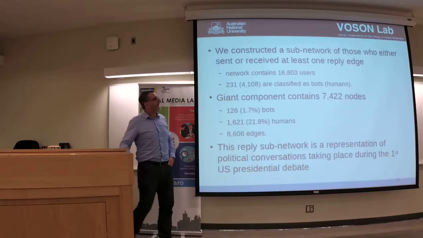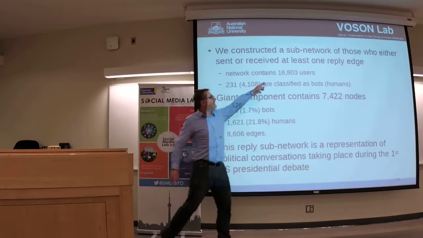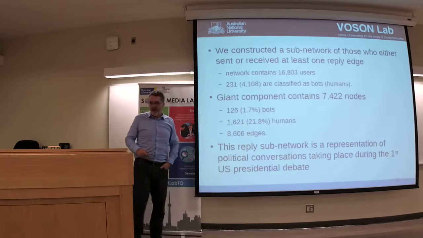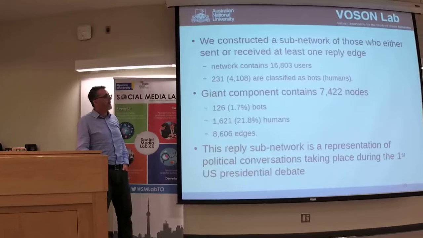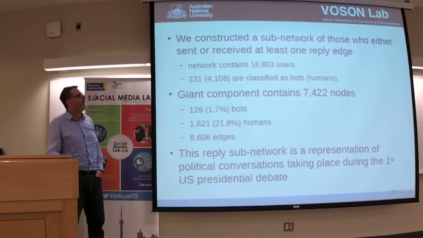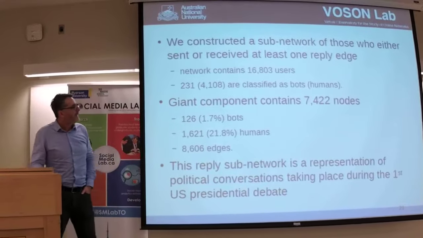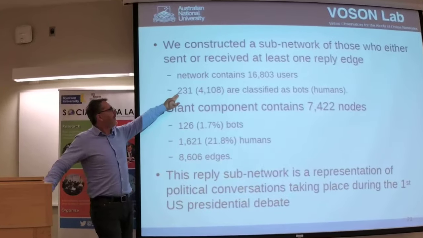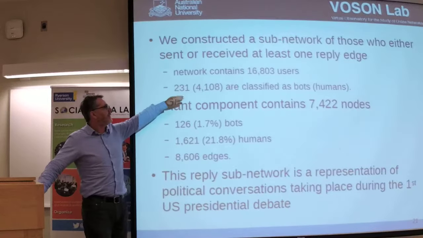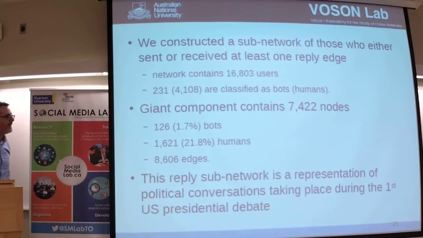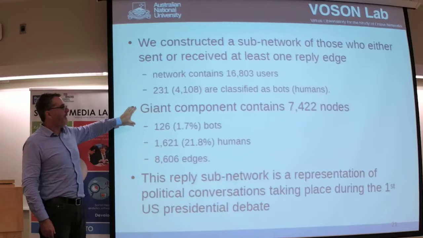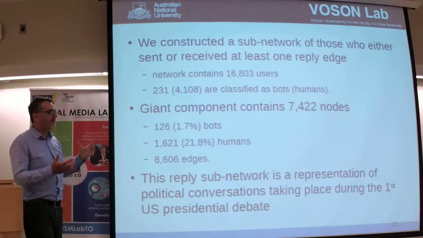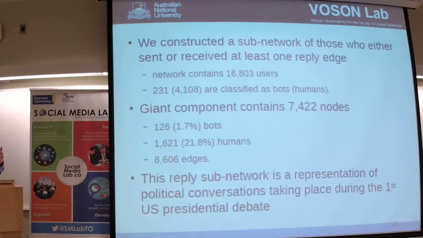So this network contains nearly 17,000 users. You can see by how much we've reduced the scale of the network by only focusing on replies. We went down from 1.4 million users to nearly 17,000. And of these, 231 are classified as bots and 4,000 are classified as humans. Then what we did was we constructed the giant component. That's the largest set of nodes that are connected to one another, either directly or indirectly.